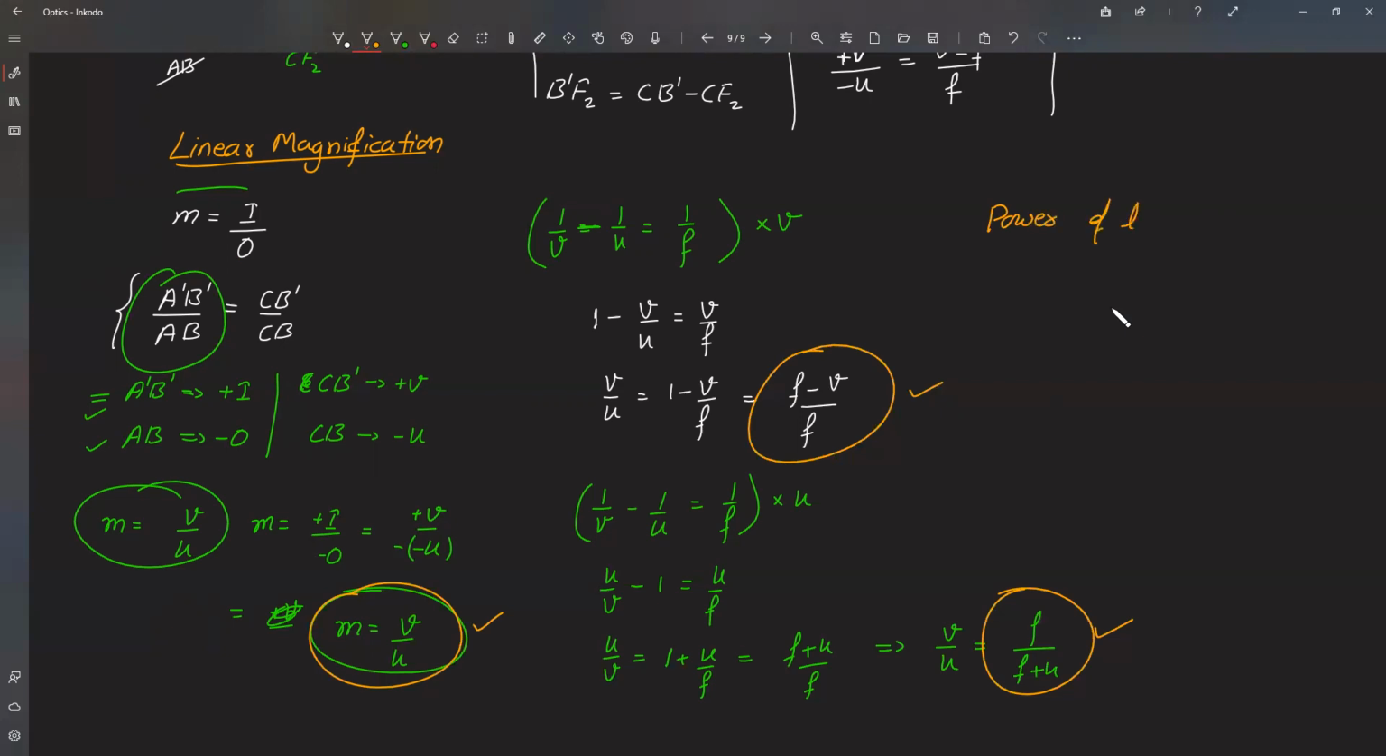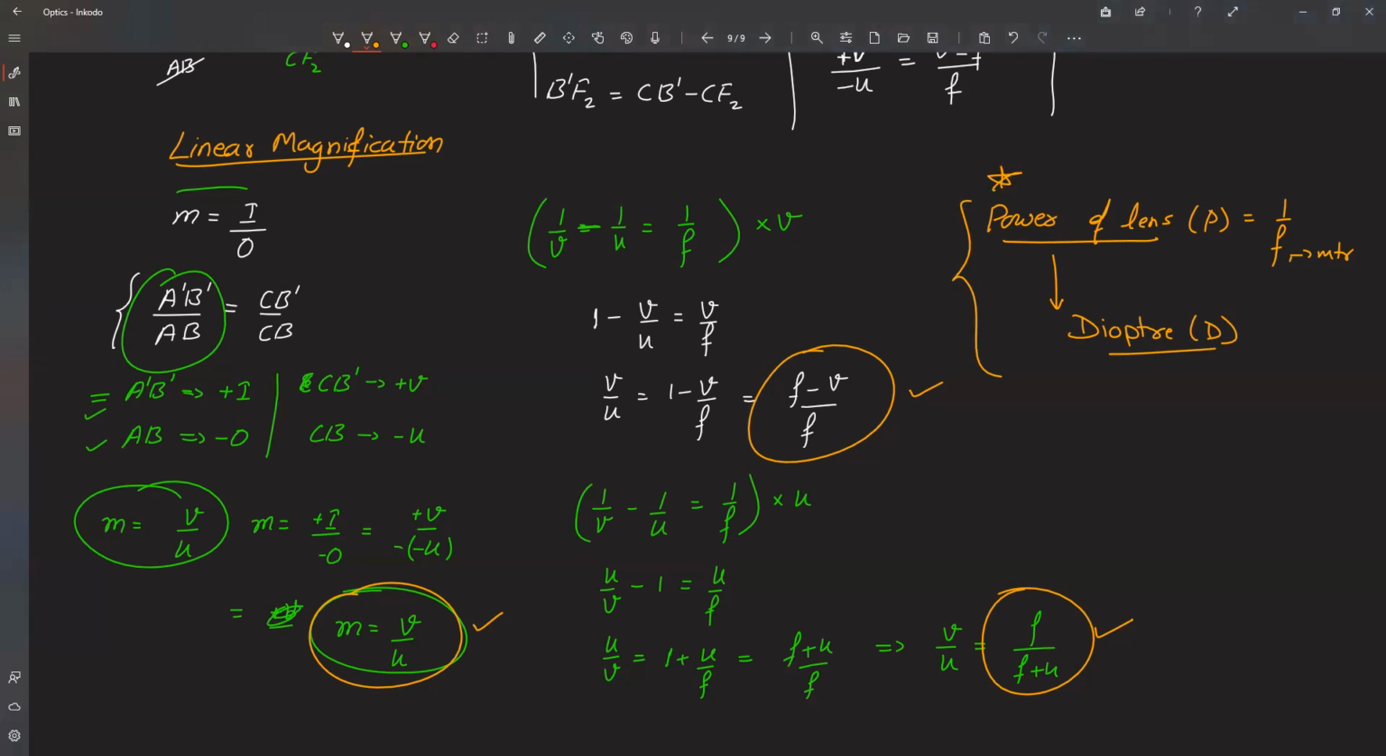Now the last one is the power of lens. Power of lens is represented by P, and this is equal to 1 by F, in meters. So yes, obviously the unit will be per meter, since F is in meters. But especially for power of lens, we have a special unit, that is diopter, or simply D. So that is the power of lens.